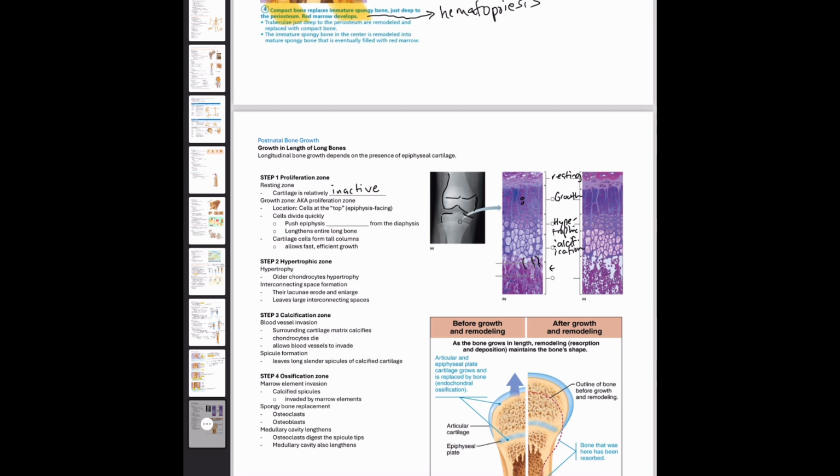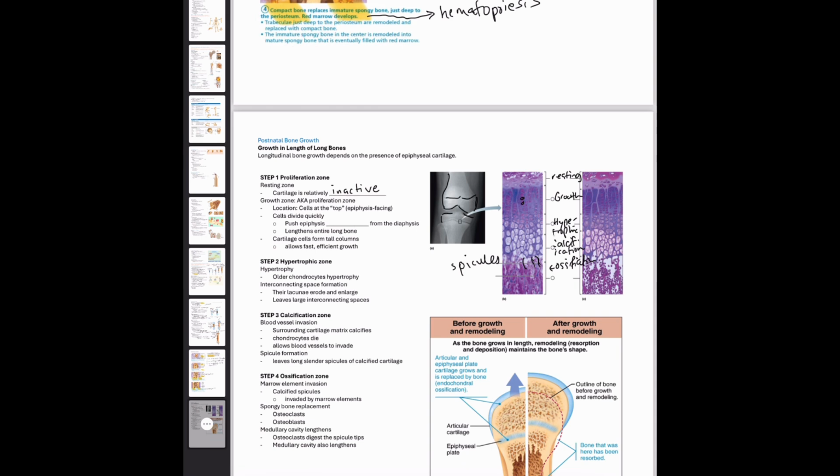That leads us to step 4, which is the ossification zone. We are going to start to get the formation of this new bone. And what we'll have is these different osteoclasts. These osteoclasts are going to digest these spicules, and we complete through step 4.